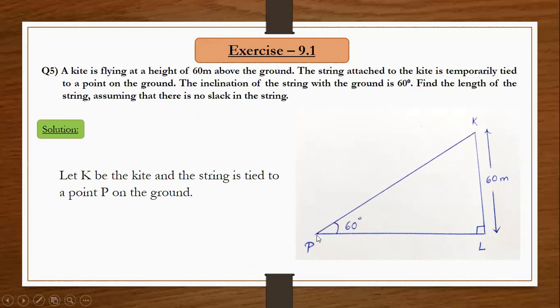So which is the string now? PK is the string, KP. So we have to find the distance KP assuming that there is no slack. So we are assuming that it is a straight line. Now KLP is a right angle triangle. This is 60 degree. Opposite side is given to be 60 meter. We have to find the hypotenuse.